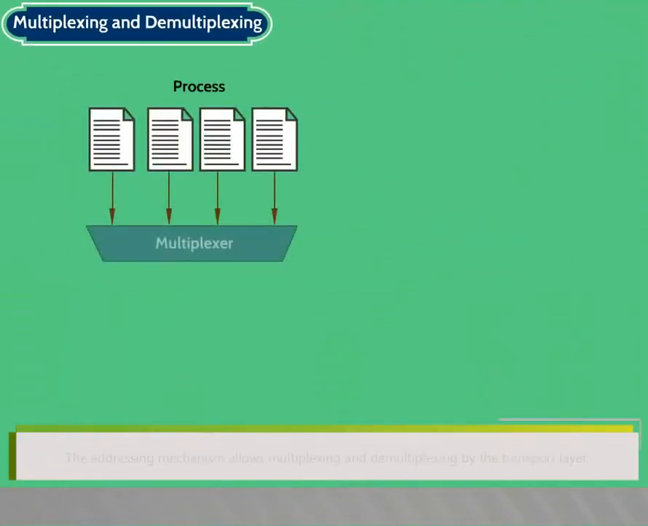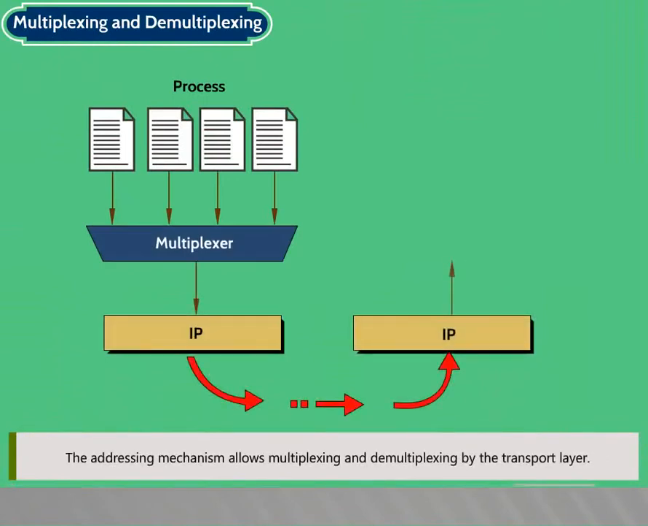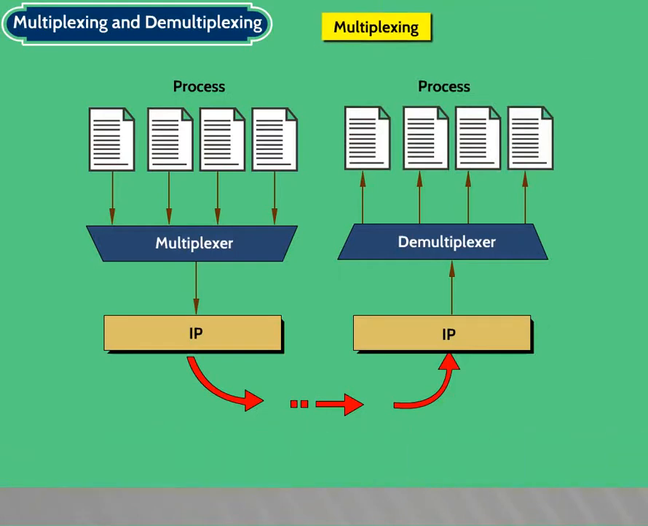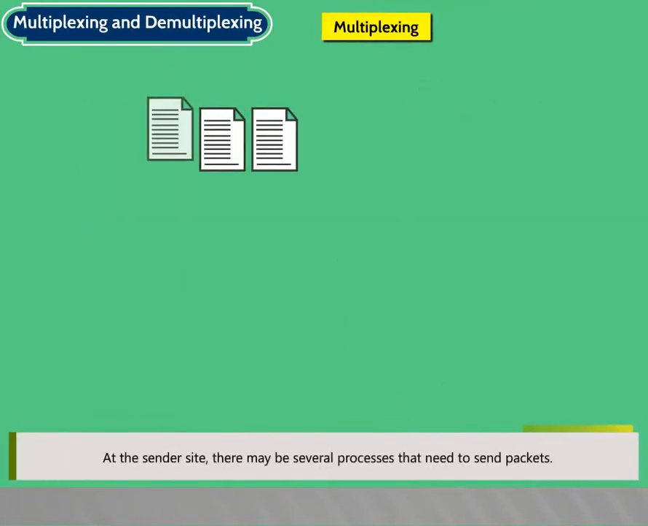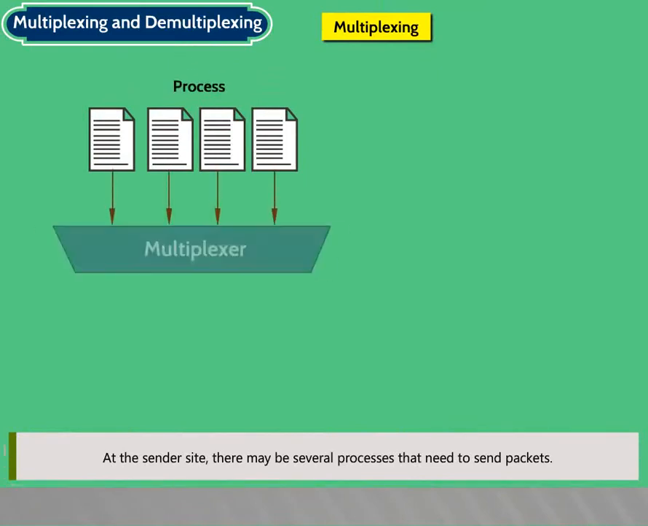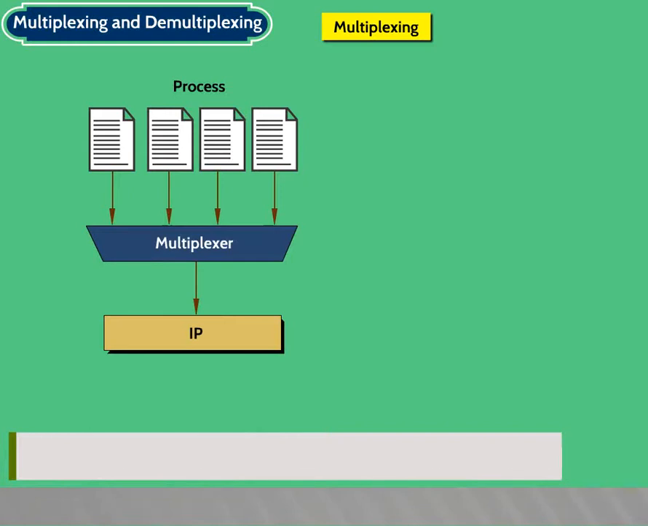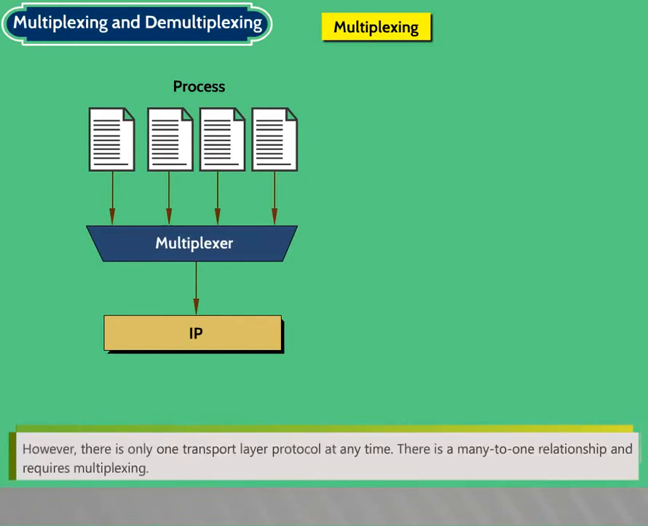Multiplexing and demultiplexing. The addressing mechanism allows multiplexing and demultiplexing by the transport layer. Multiplexing: at the sender side, there may be several processes that need to send packets. However, there is only one transport layer protocol at any time. There is a many-to-one relationship and requires multiplexing.